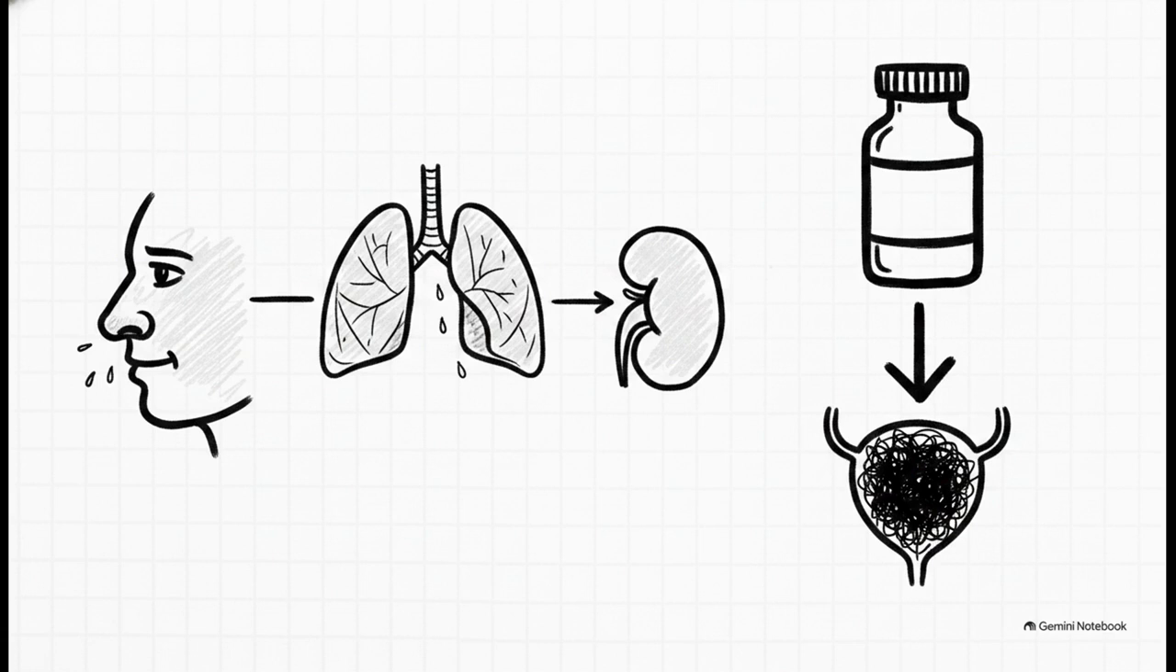But you gotta be really careful here, because its toxic byproduct, a chemical called acrolein, can severely irritate the bladder, leading to a tremendously painful complication called hemorrhagic cystitis.